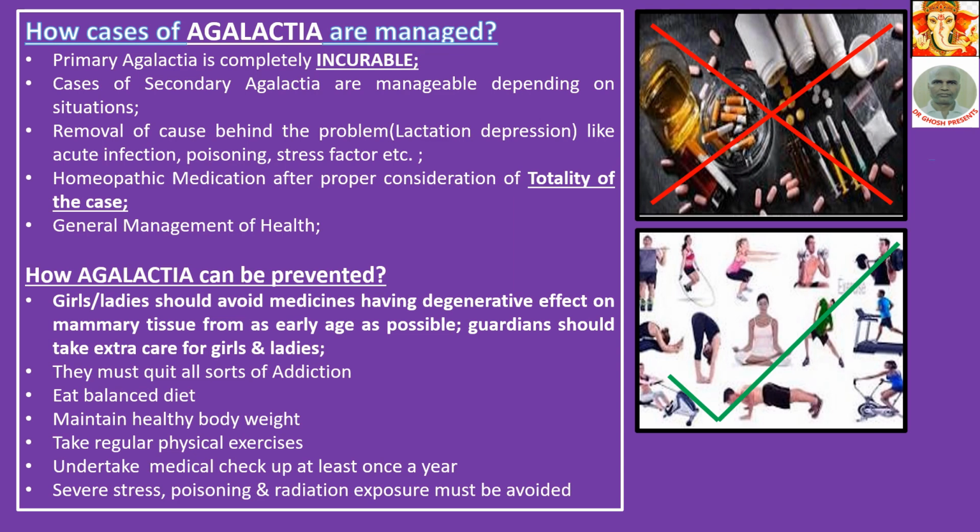They must quit all sorts of addiction. This is something to be done by the lady herself. Eat balanced diet, maintain healthy body weight, take regular physical exercises, undertake medical checkup at least once a year, and severe stress, poisoning and radiation exposure must be avoided. These are also causes of Agalactia. Severe stress, poisoning and radiation. These are to be avoided totally.